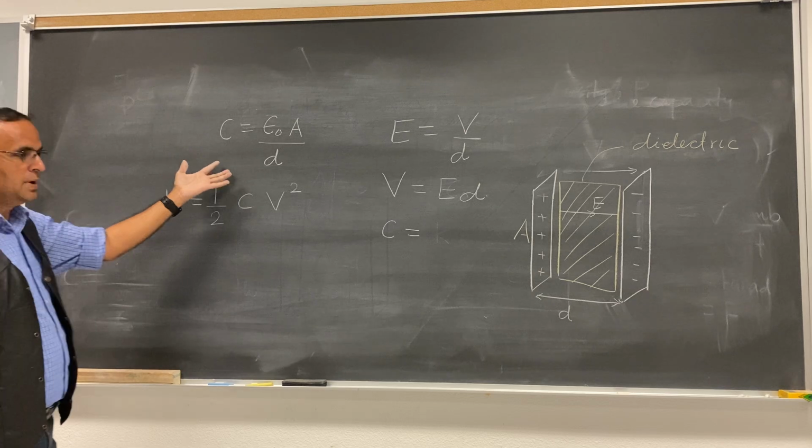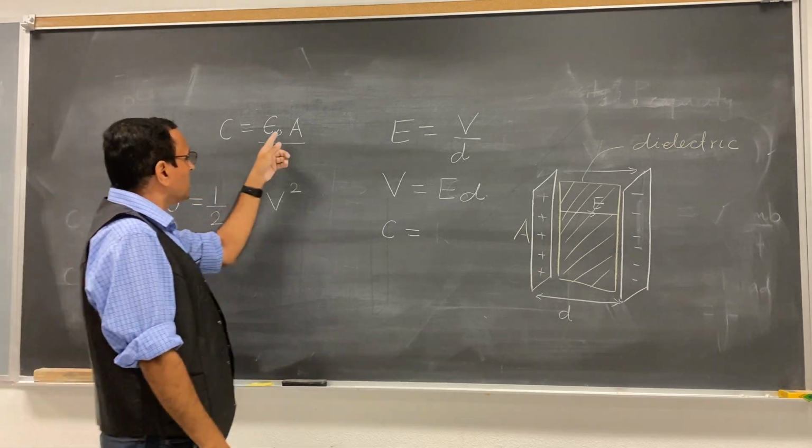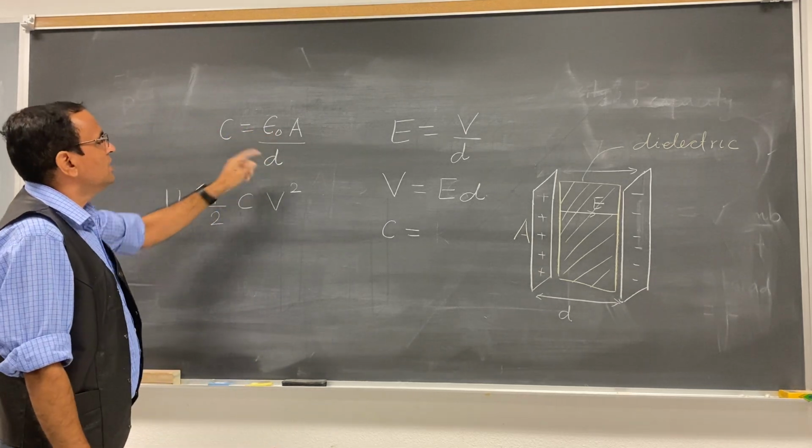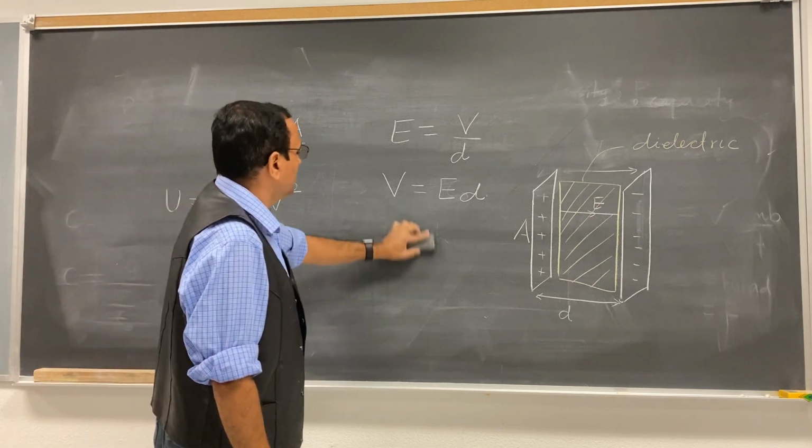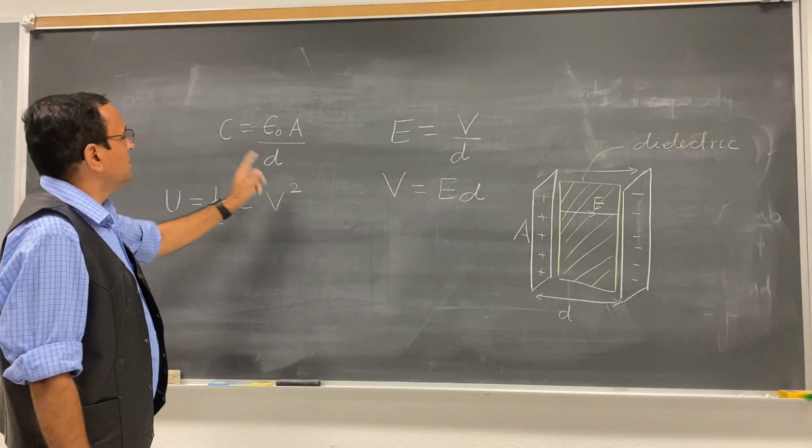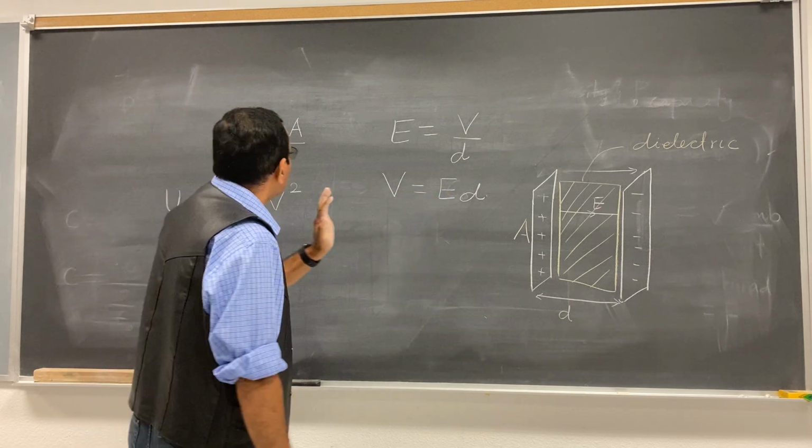I'm doing the parallel plate capacitor. So the capacitance of the parallel plate capacitor is epsilon 0 A divided by D. You don't have to write it down, it's already there. So C is epsilon 0 A divided by D. V is E times D. Let us plug in these numbers.